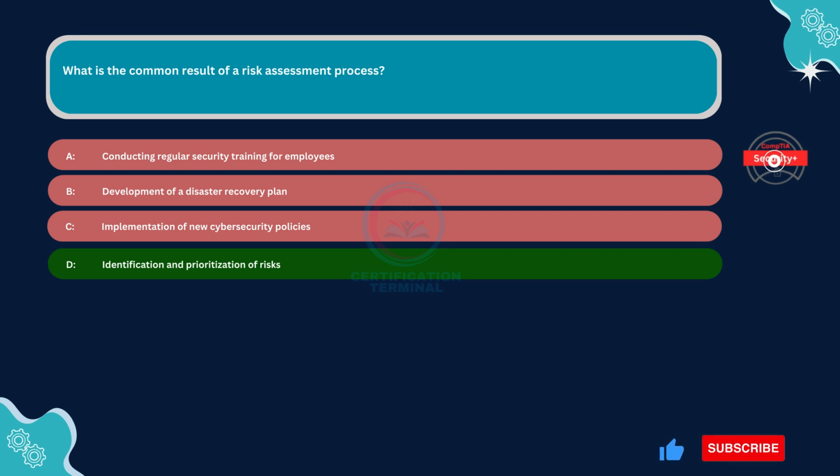Option C, implementation of new cybersecurity policies, is incorrect. Implementing new cybersecurity policies may be a recommendation resulting from a risk assessment, especially if the assessment identifies gaps or weaknesses in existing policies. However, it is not the common result of a risk assessment process. The primary outcome of a risk assessment is the identification and prioritization of risks, which may then inform decisions about policy updates or enhancements.